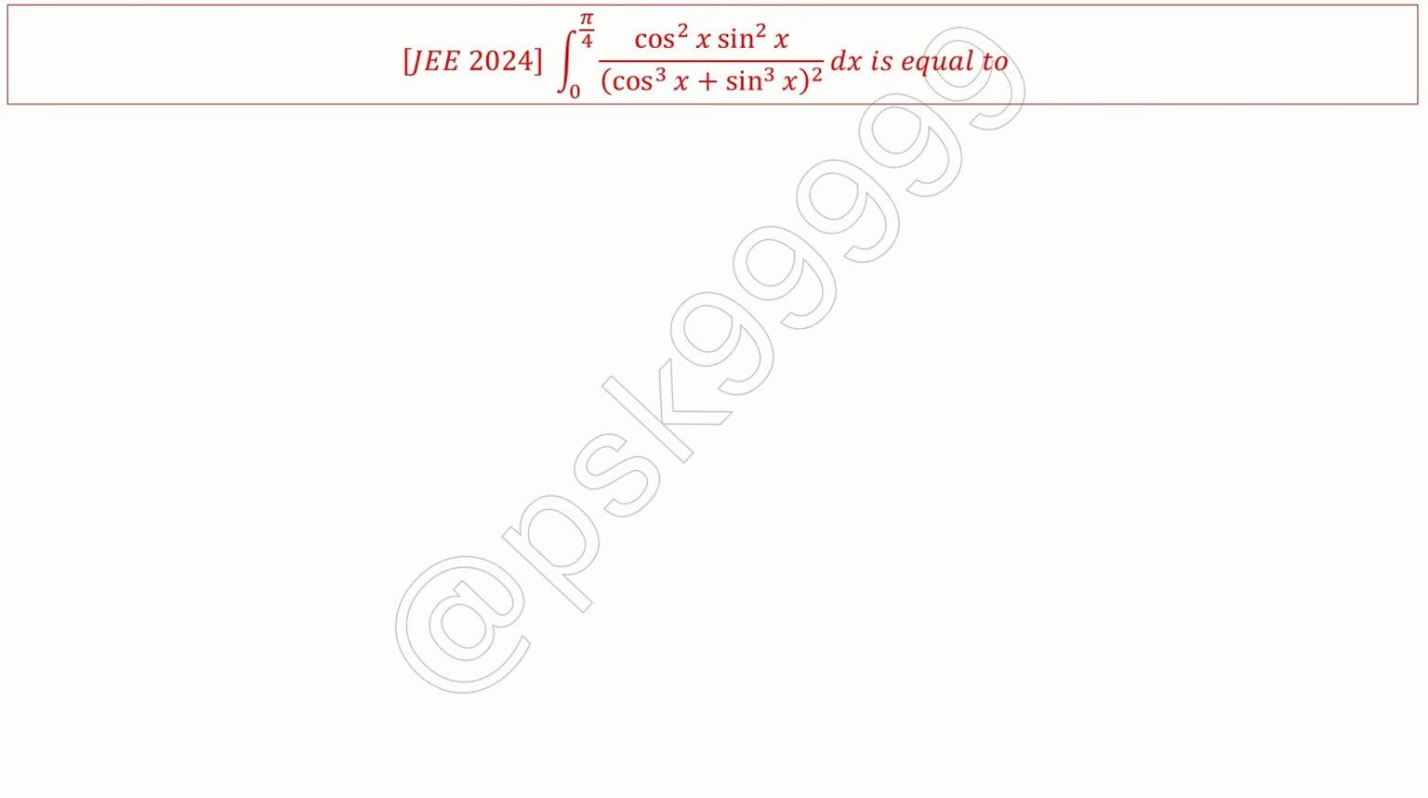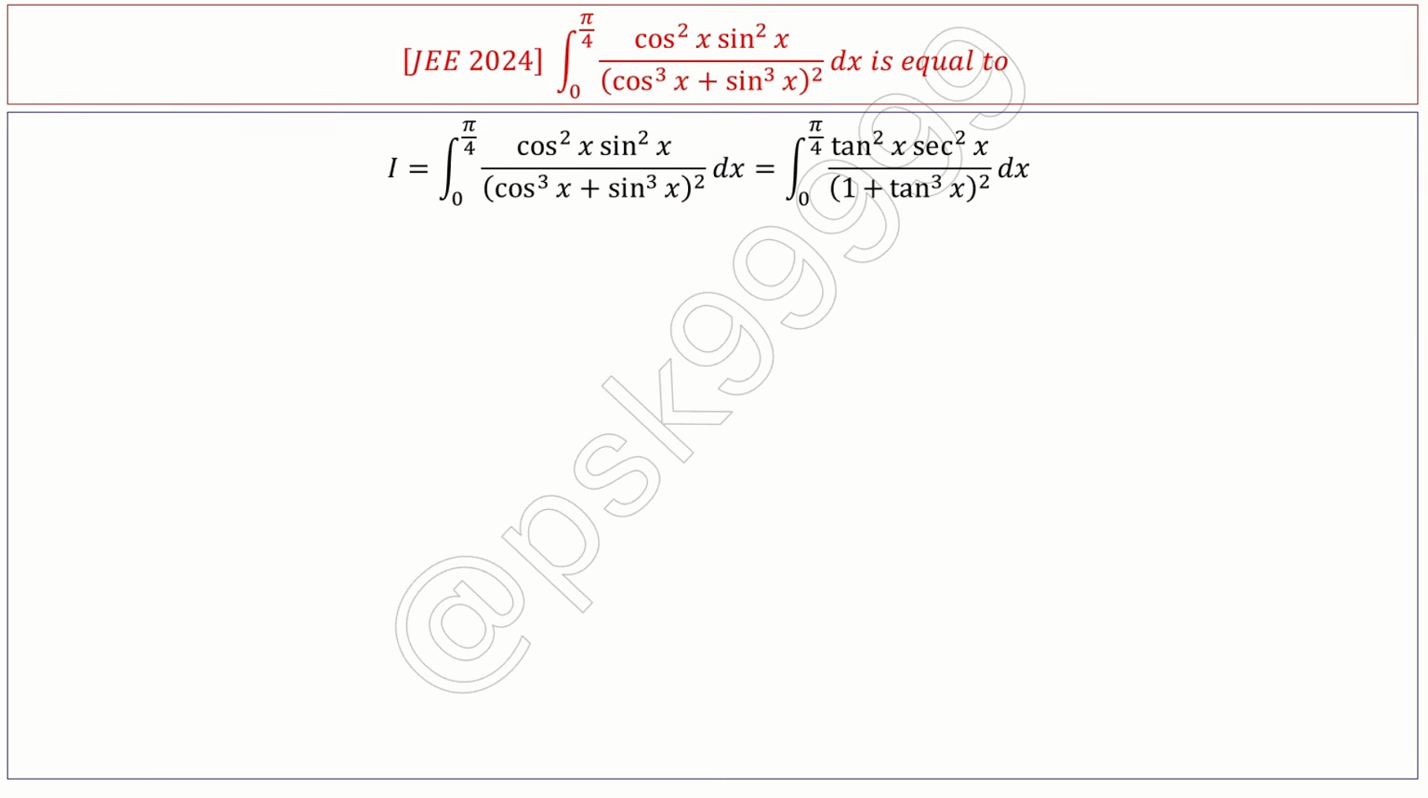This one is the integration from 0 to pi by 4 of cos²x sin²x divided by (cos³x plus sin³x) whole square dx. We have seen such problems in JEE Mains repeatedly. Whenever you see an expression like this, try to convert it into tan and secant square. How? You just take common, let's say, cos³x. So I'll show you.